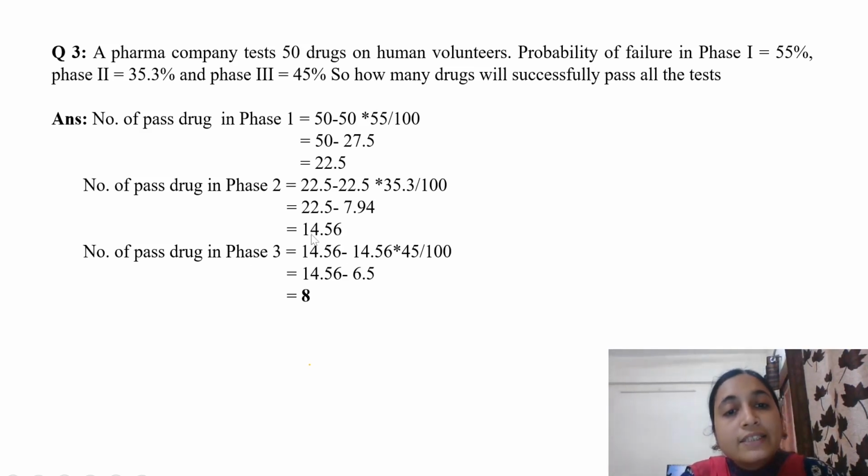So in phase 3, we will take this many drugs, and again it's telling that the probability of failure in phase 3 is 45%. So 14.56 minus 14.56 into 45 upon 100. So the answer will be 8. The number of drugs that successfully pass all the tests is only 8.